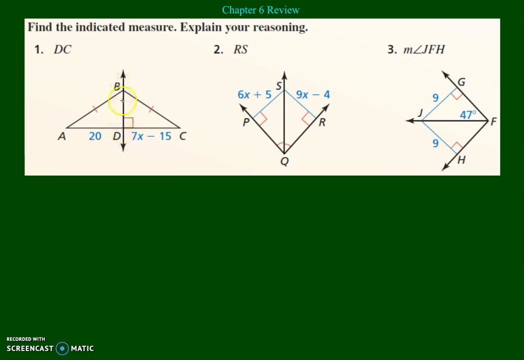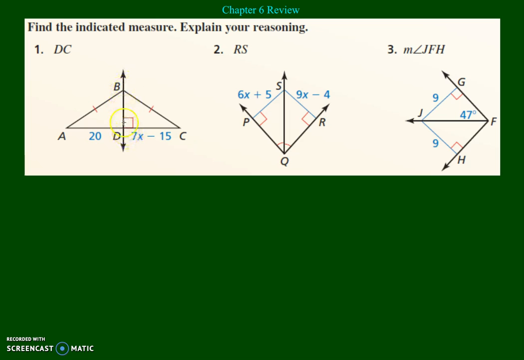Now, we can show that because AB is congruent to BC, and BD is congruent to itself by the reflexive property, we have the hypotenuse of a right triangle congruent to the hypotenuse of a second right triangle, and the corresponding legs are also congruent. Therefore, these two triangles are congruent by hypotenuse leg.